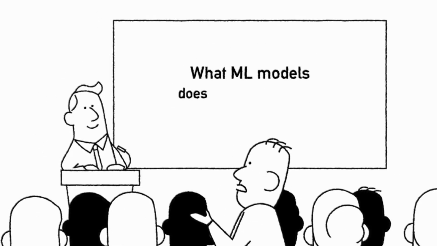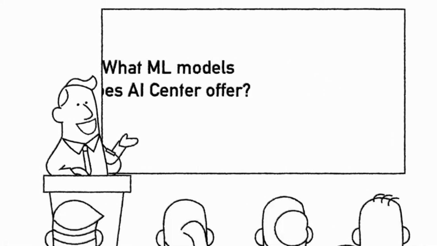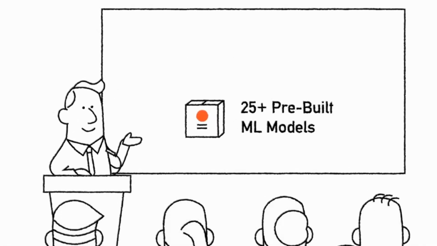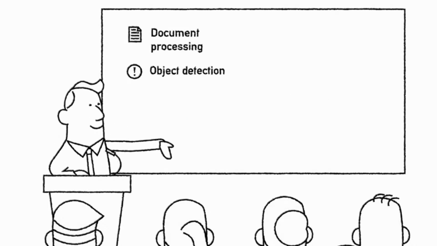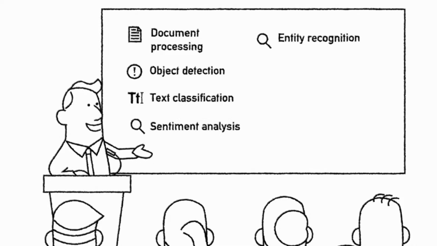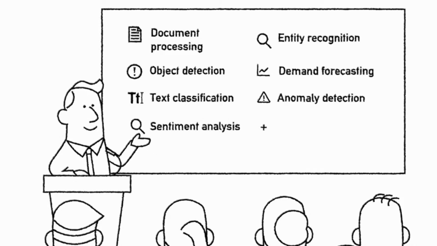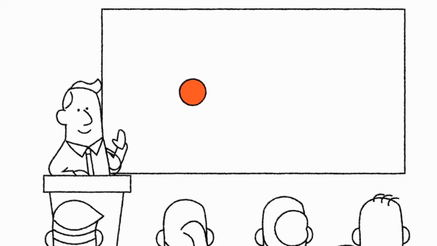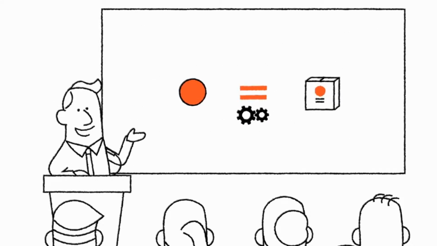What ML models does AI Center offer? Great question. AI Center offers more than 25 pre-built ML models in document processing, object detection, text classification, sentiment analysis, entity recognition, demand forecasting, anomaly detection, and many more. If you want to use your own ML models, AI Center operates exactly how it would with a pre-built model.